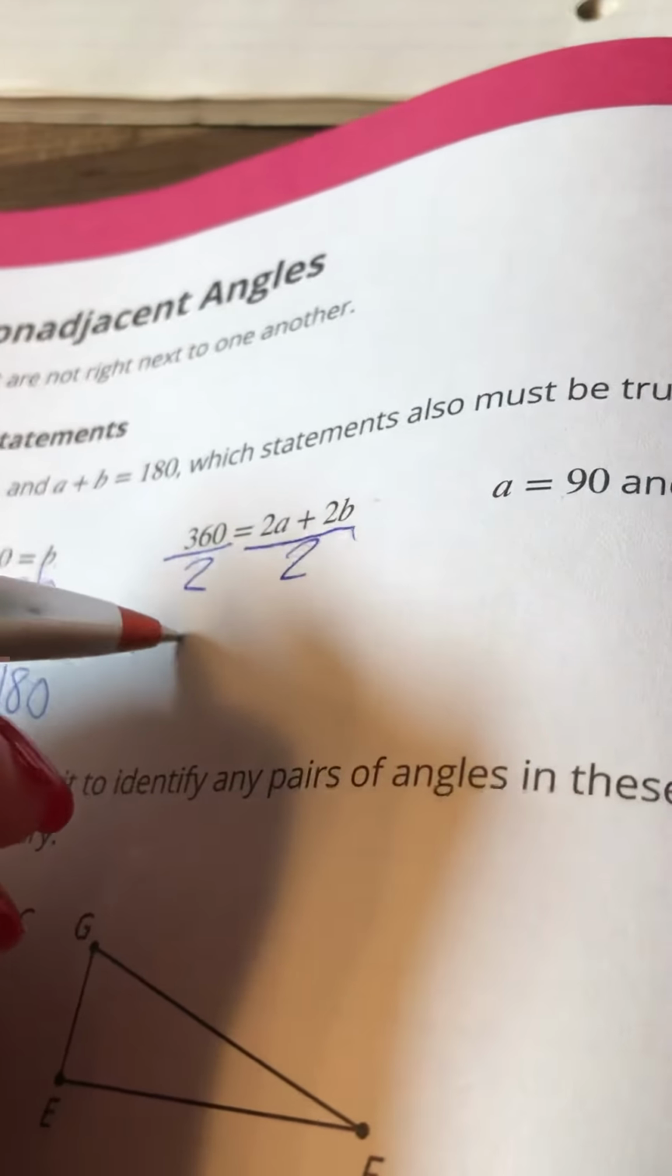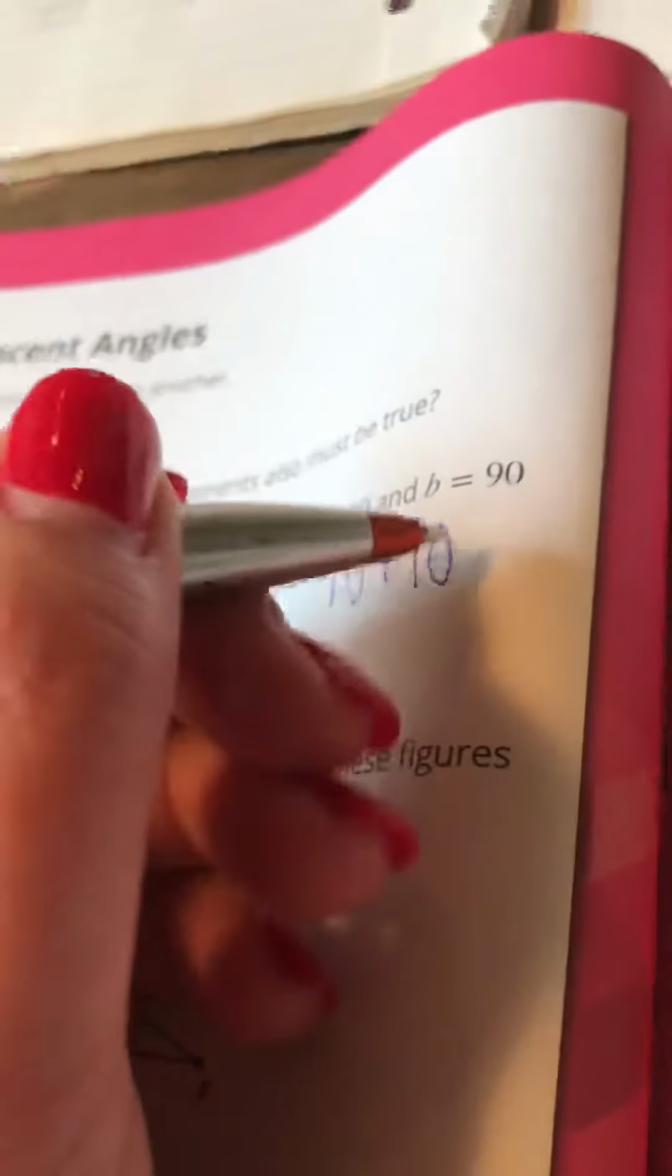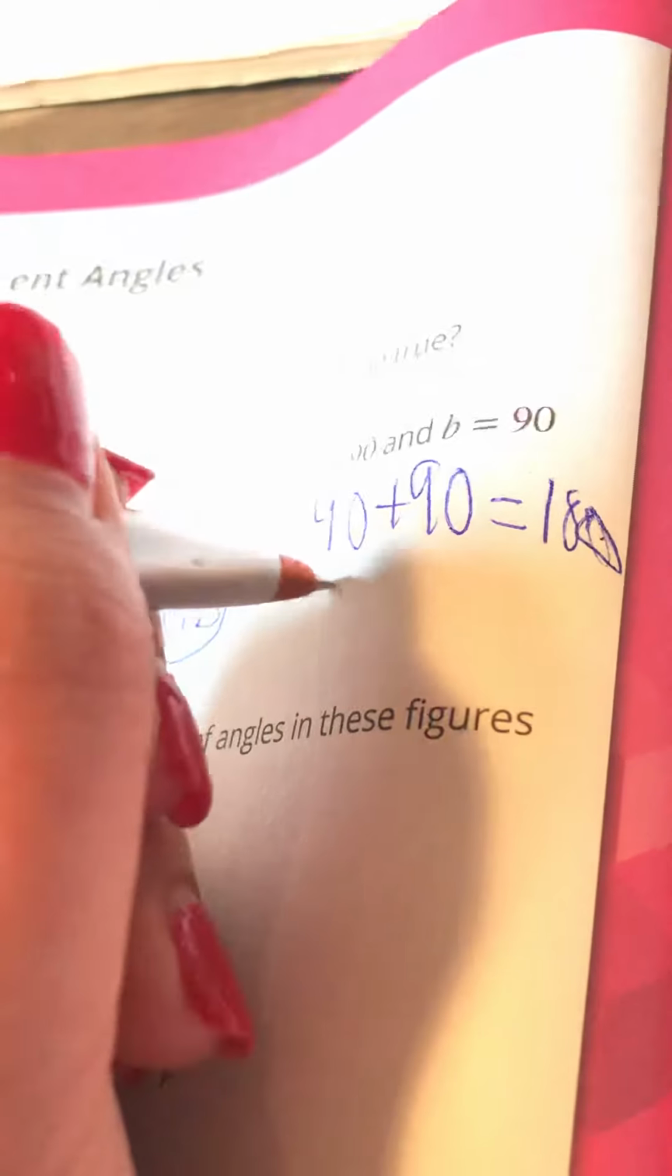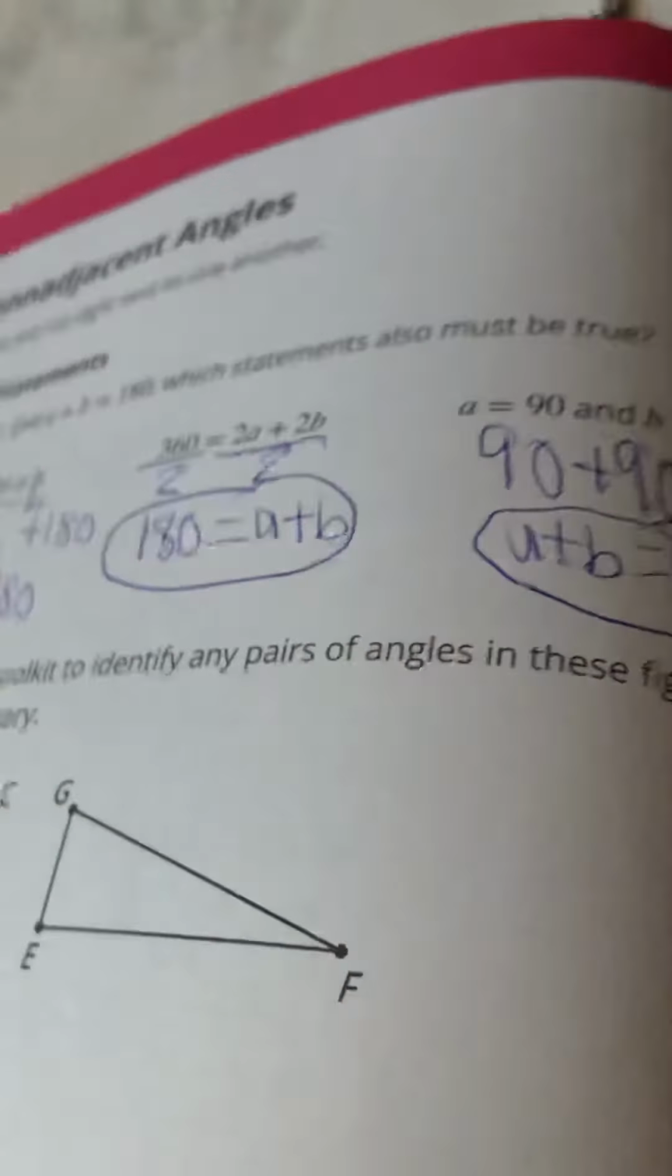So 360 divided by 2 is 180. 2A divided by 2 is A, and 2B divided by 2 is B. So that is 1. A equals 90 and B equals 90. So if I add the two together, remember 90 plus 90 equals 180. So that means A plus B equals 180. So that's one of them.